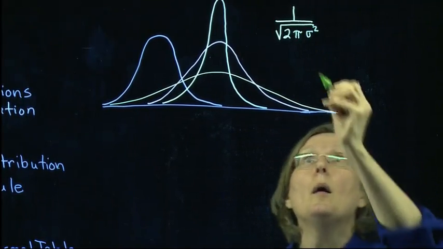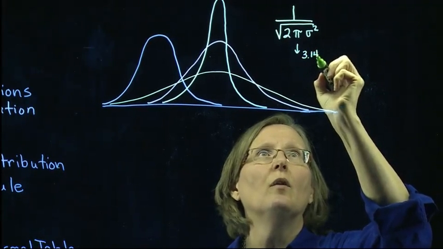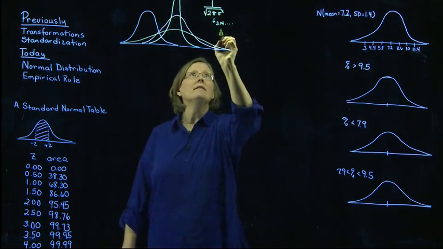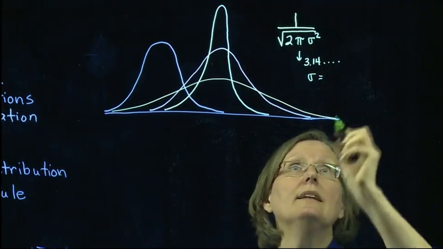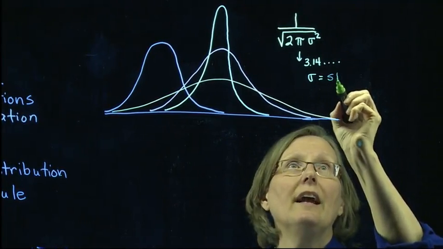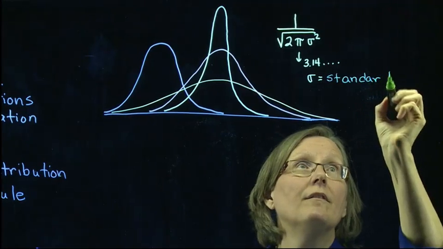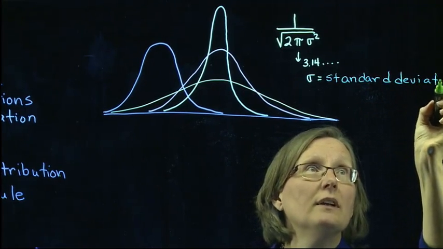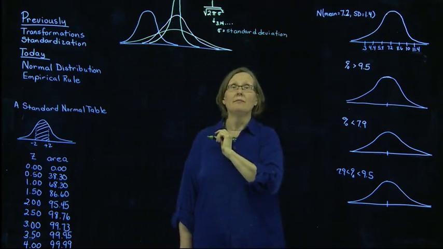is the first part. Pi is just a constant. It's 3.14... Sigma is the Greek symbol sigma, which stands for the standard deviation. It's what controls the spread of that normal curve.